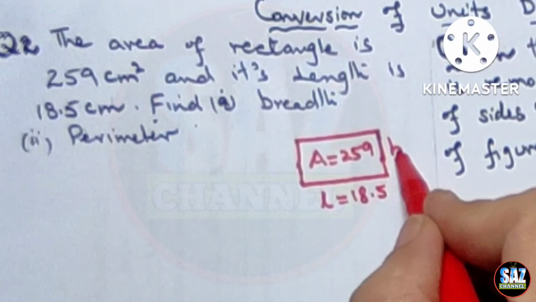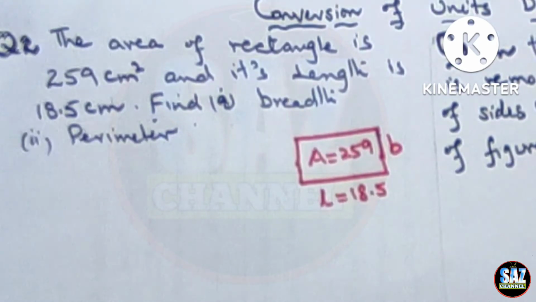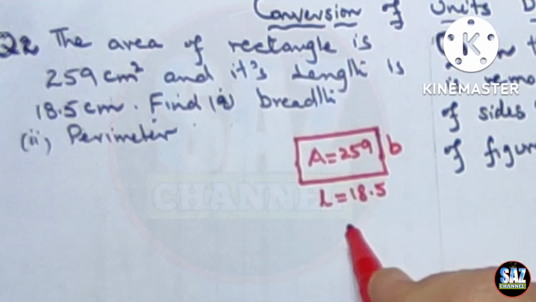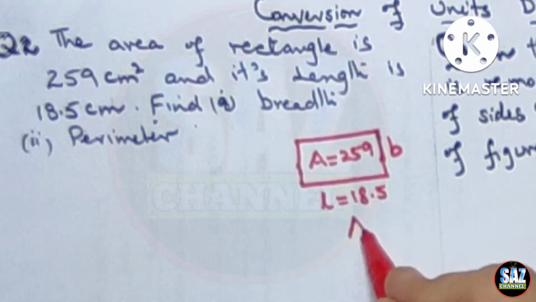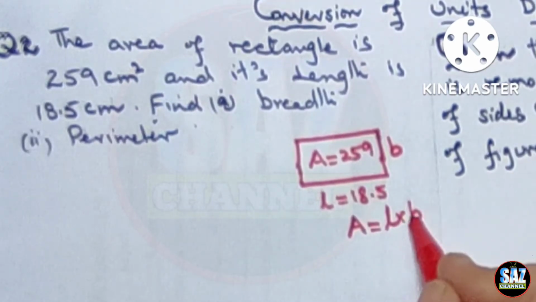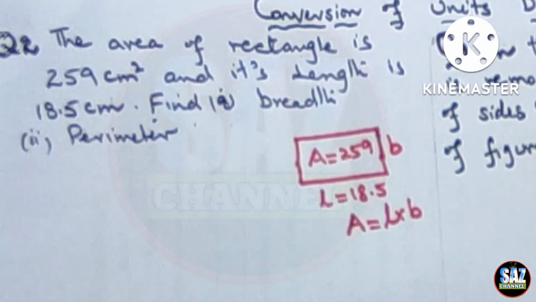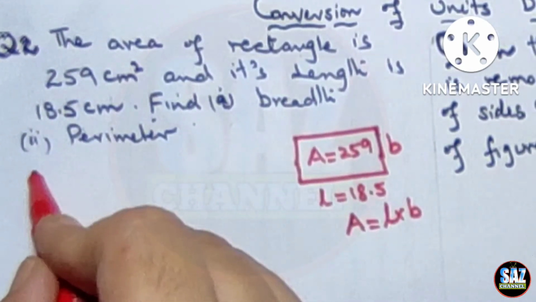Let's suppose that the breadth is B or X. It's up to you, you can use any letter. Then the second question is: what is the formula for the area of a rectangle? Area equals length multiplied by breadth. For this lesson, you should have a good hold and understanding of all the formulas. Okay, moving to the solution.